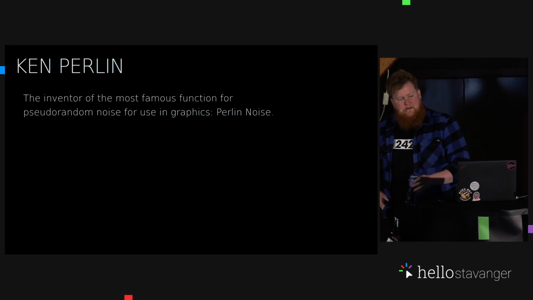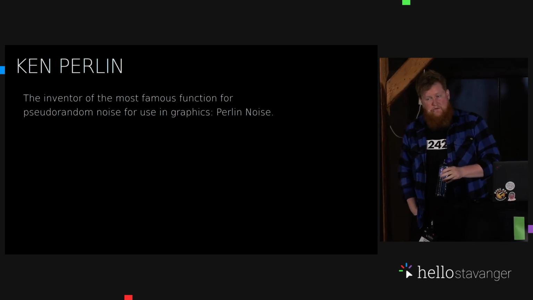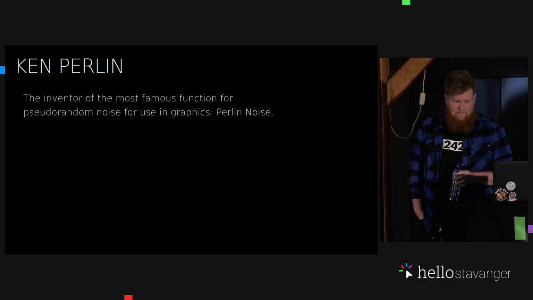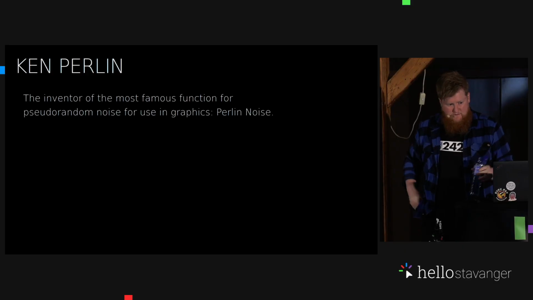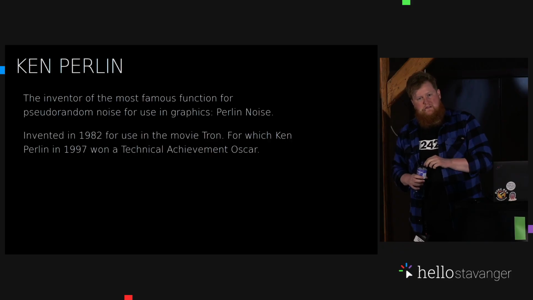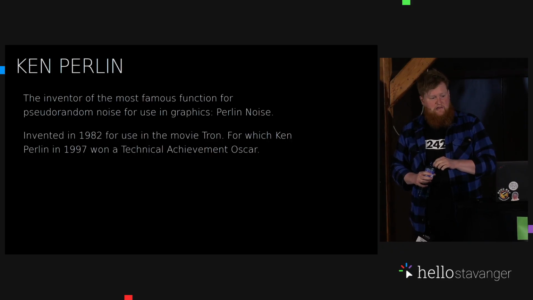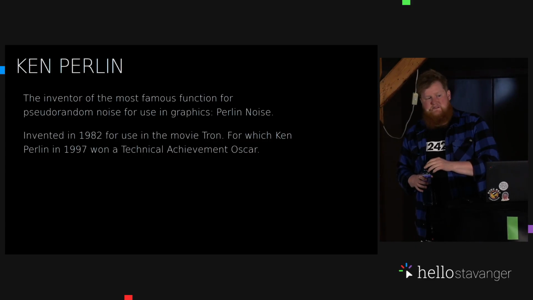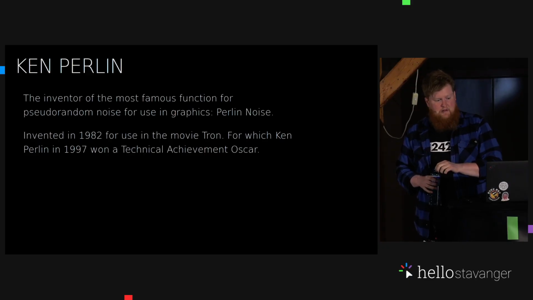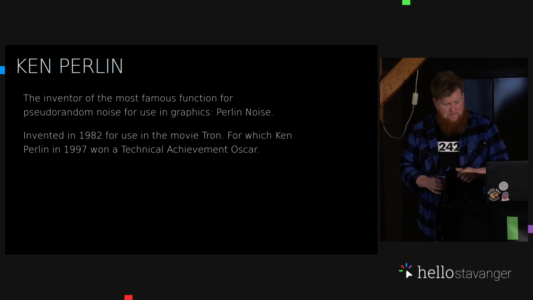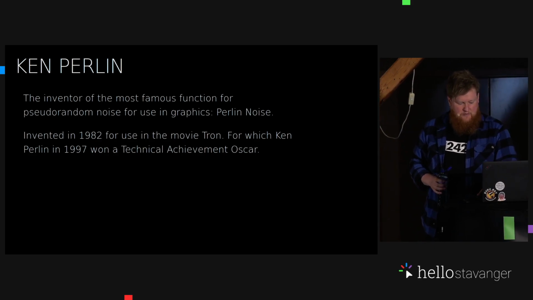And the inventor of one of the most famous functions for pseudo-random noise that we are using in graphics is called Ken Perlin, and of course Perlin noise. It was invented in 1982 for use in the movie Tron. And in 1987, Ken Perlin got a Technical Achievement Oscar for that method. So it's been used in many movies and graphics applications since then, like generating lifelike bark texture, for instance. So it's been around a while.